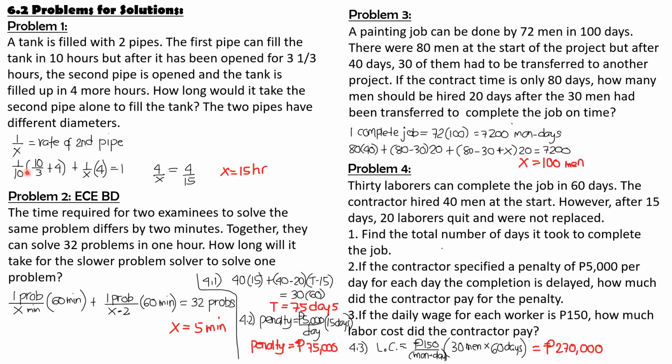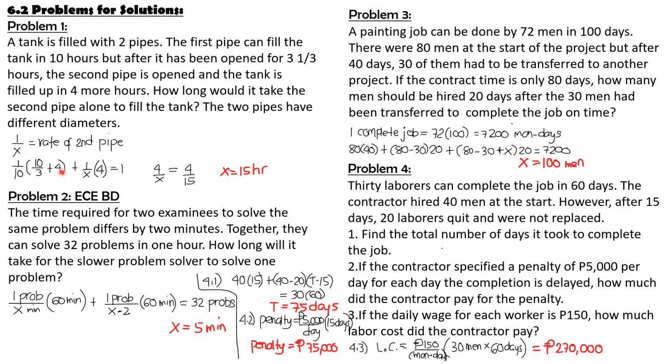The working hours of the first pipe, take note, it is opened for 3 1/3 hours or 10/3 hours. Then the second pipe is open. So the total working time of the first pipe would be 10/3 plus 4 hours, because when the second pipe is open, the tank is filled in 4 more hours. So this is the total time that the first pipe was open.